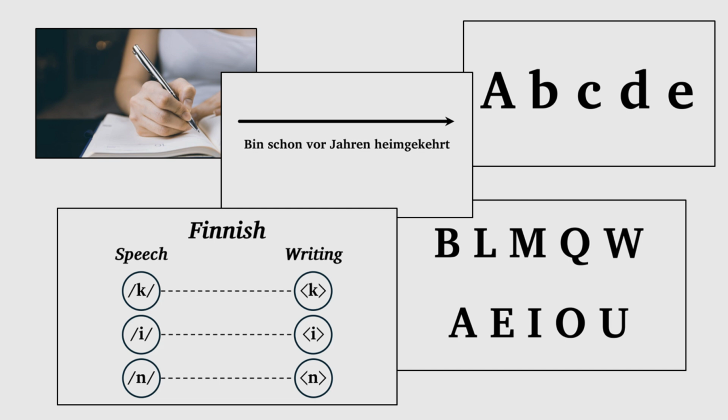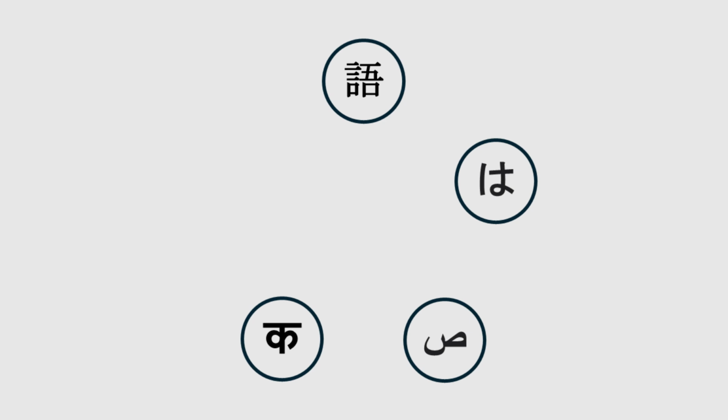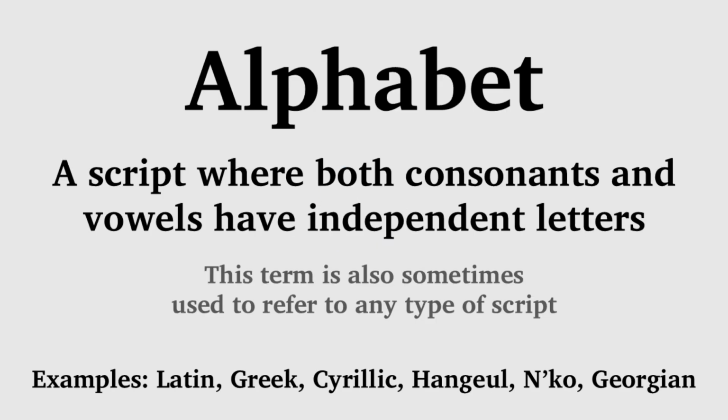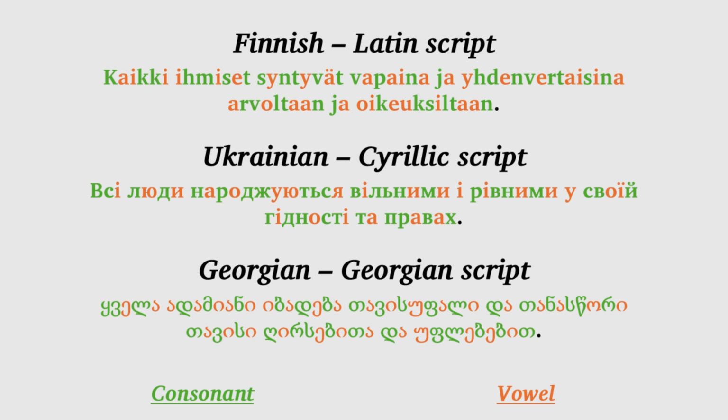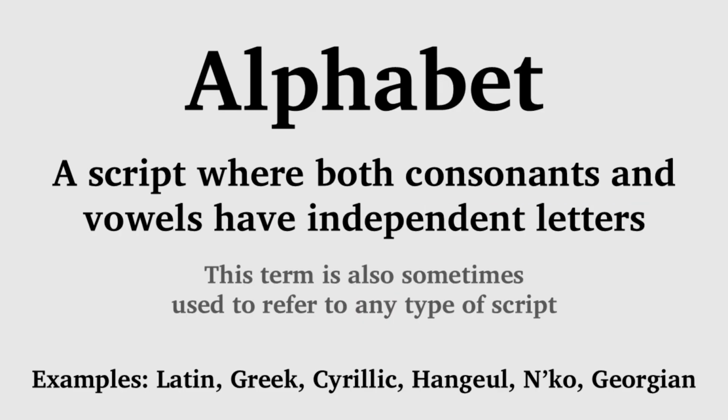As you may be able to guess from my description, every part of this varies between systems. Let's start by looking at the type of script. There are 5 primary types of writing system in use around the world: logographies, syllabaries, abjads, abugidas, and alphabets. Alphabets are probably the type you know best. In an alphabet, consonants and vowels are both assigned separate letters to represent them. Latin is an alphabet, as well as many other scripts, like Greek, Cyrillic, Hangul, Nko, and Georgian.